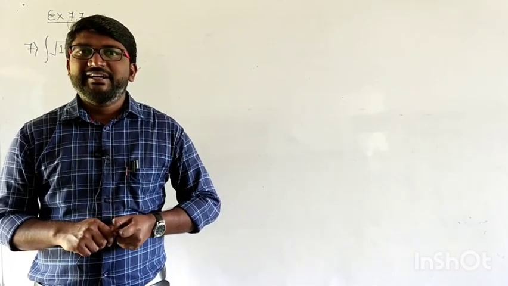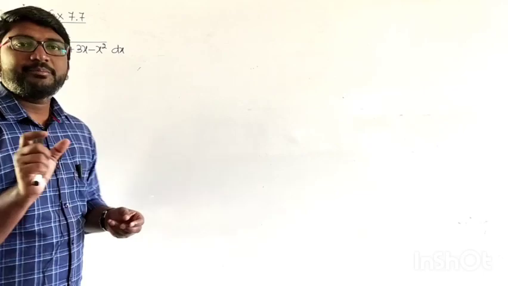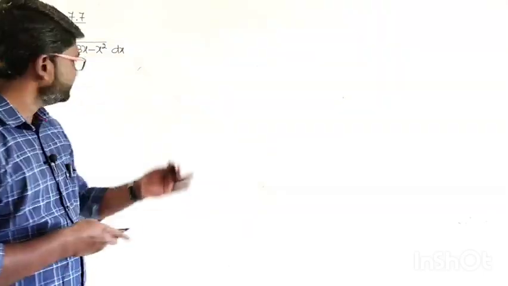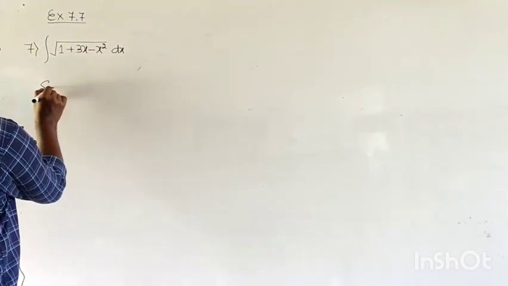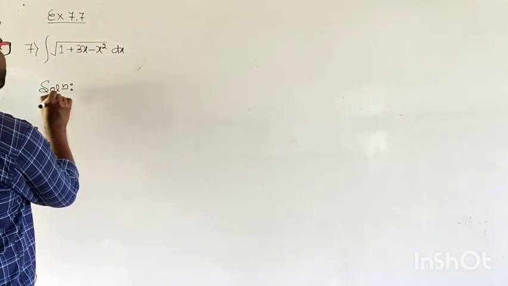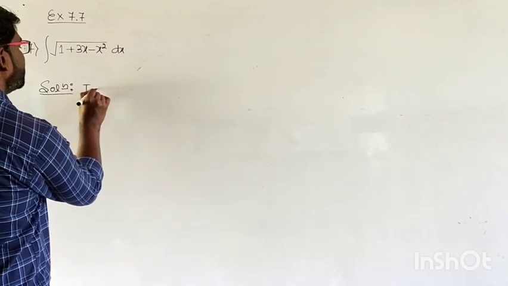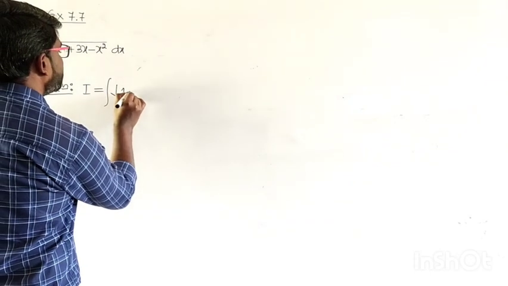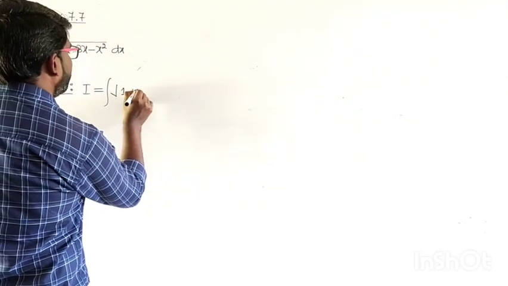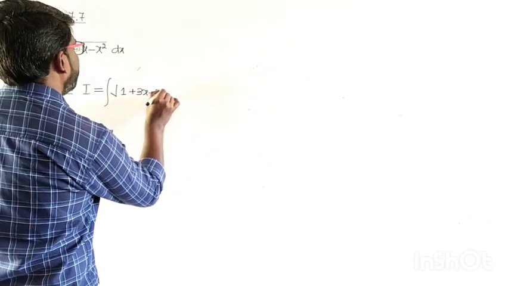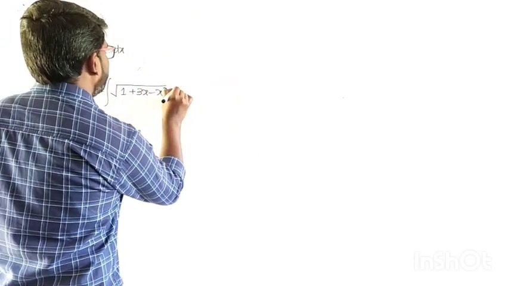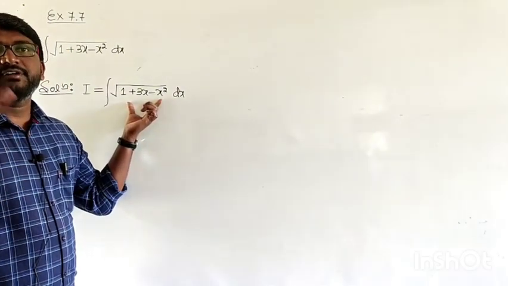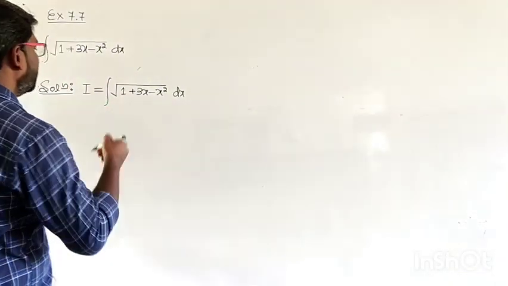Now the second problem: the integral of the square root of 1 plus 3x minus x square dx. Let us take this as I. So now I is the integral of the square root of 1 plus 3x minus x square dx. Now this is not there in the standard form, so we have to convert it to the standard form. Let us do that now.